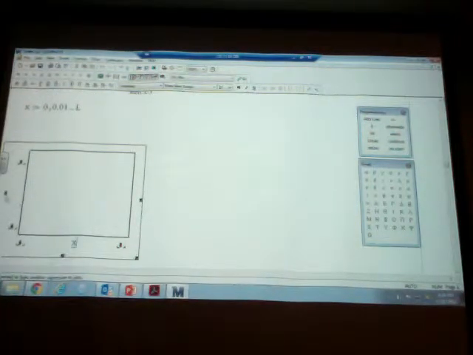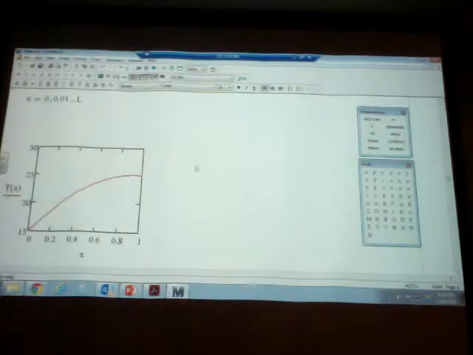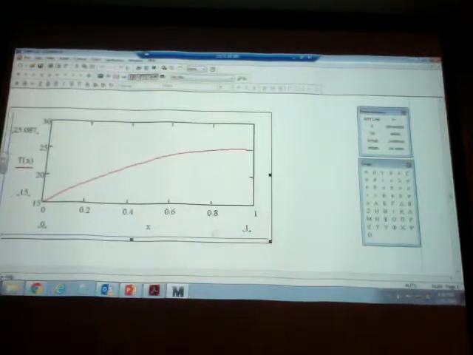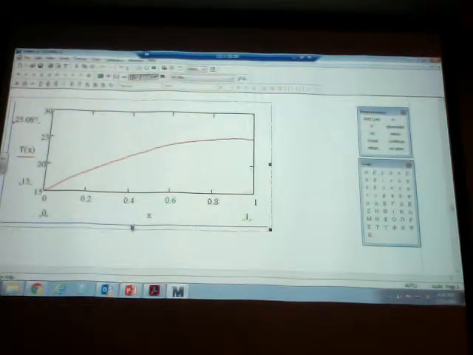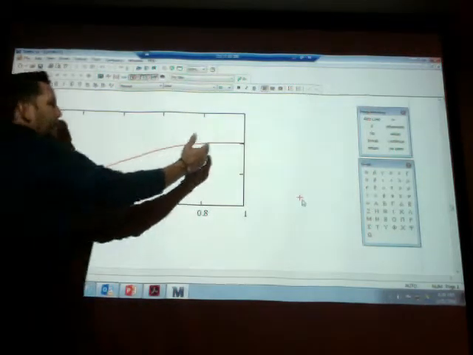And on the x-axis I want x, and on the y-axis I want t of x. And there's the exact solution. As I mentioned, even though the exact solution is in terms of sines and cosines, you don't see any oscillations, at least in this range from 0 to 1. Somehow, the temperature stays within the limit.